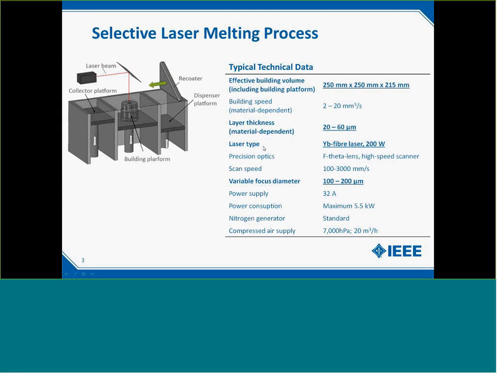An ytterbium laser is used with some hundreds of watts that can actually melt the powders. And then finally, the diameter of the laser beam is typically 0.1, 0.2 millimeters, and defines the actual resolution and accuracy of the system.